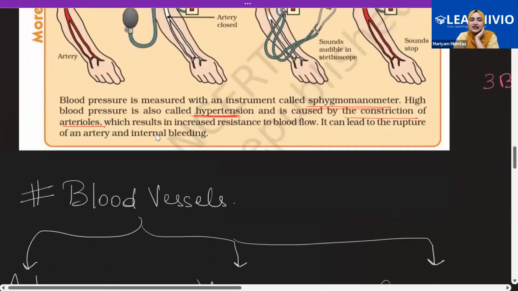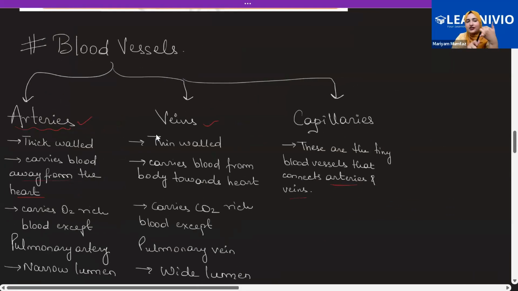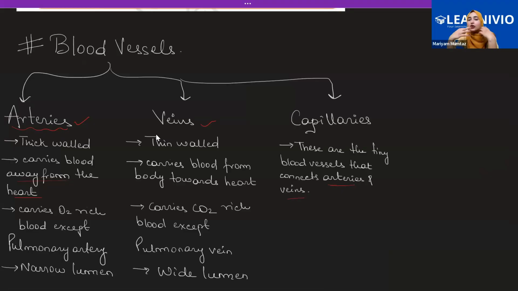Now, the next thing is the different blood vessels that are there. You know that we have arteries, we have veins, and we have capillaries, right? Now, what are the differences? Many a time they can ask you to differentiate between arteries and veins. So when we talk about the arteries, they are mostly thick walled. They have a thicker wall as compared to the veins.